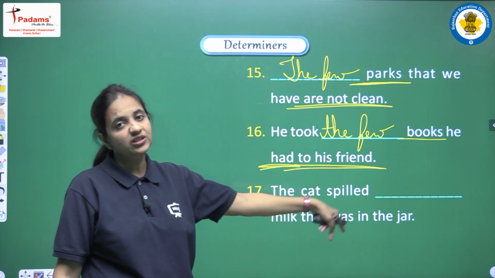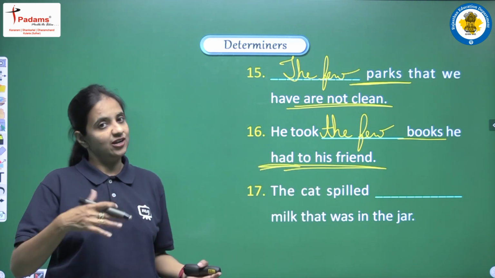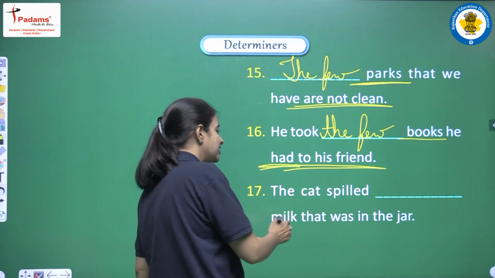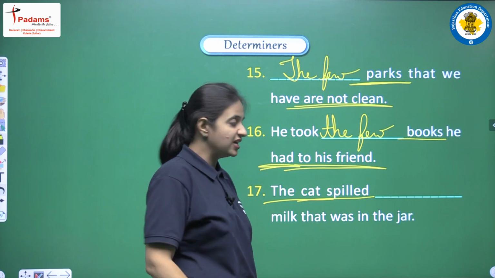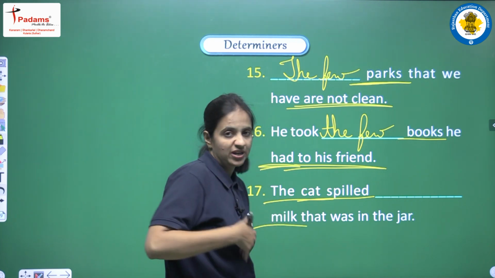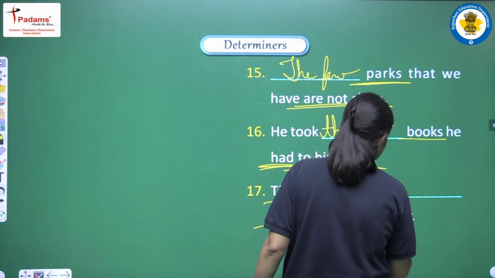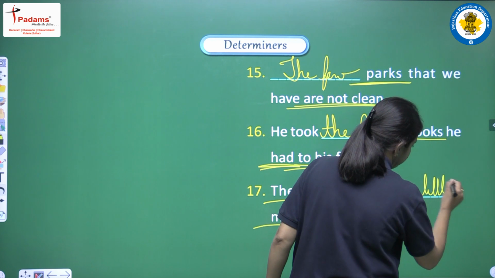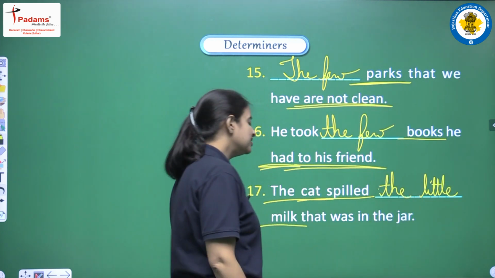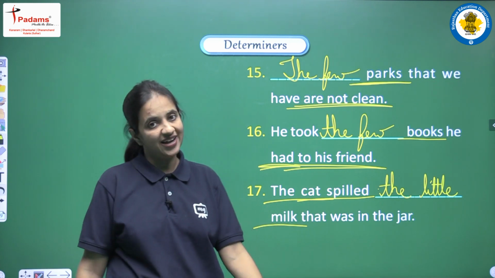Again we are talking about the total amount of the milk that was there in the jar, and we are saying that the cat spilled that total milk that was there in the jar. Milk is an uncountable noun, so to show the total amount of an uncountable noun we always use the little. And the answer will be the cat spilled the little milk that was in the jar.